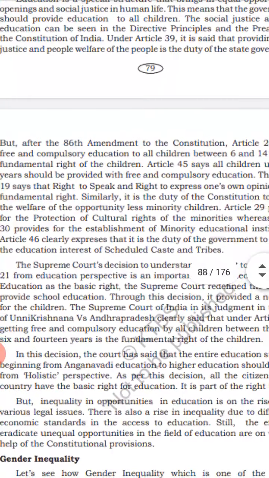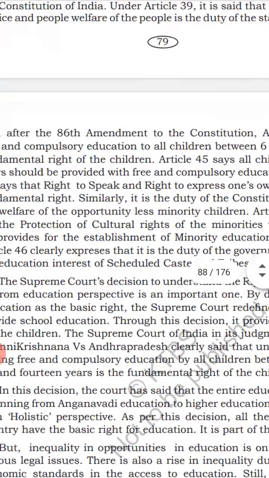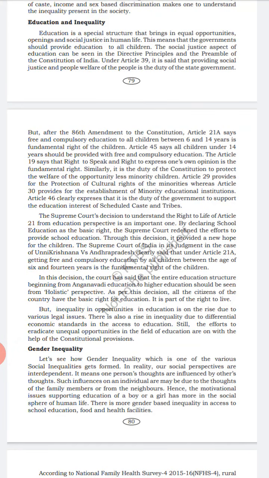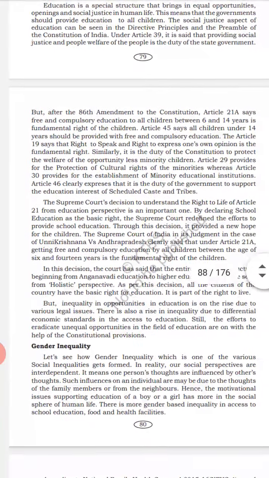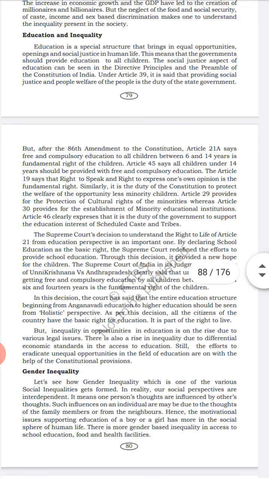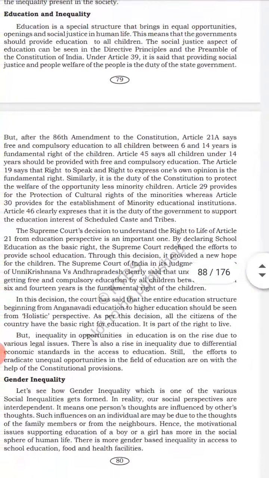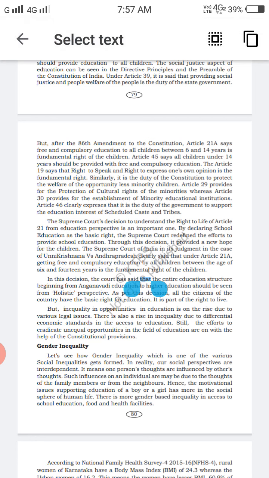So I already told you, children, that the Constitution's Article 21A says free and compulsory education to all children between 6 and 14. Even free education is being provided by the state government. See, giving or receiving education is a fundamental right of the children. Article 45 says all children under 14 years should be provided with free and compulsory education. This is important, children. Article 45, remember it. Article 45 says all children under 14 years should be provided with free and compulsory education.